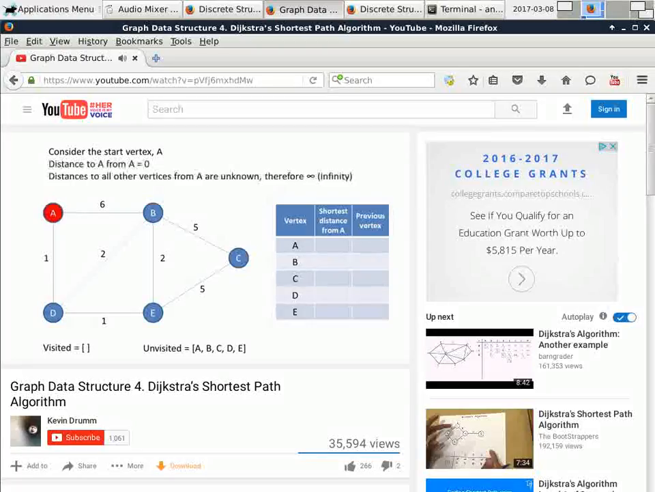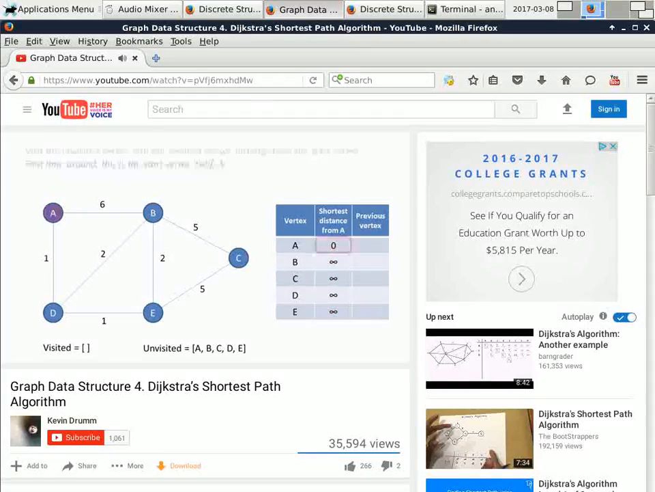The distance to A from A is 0. That seems rather obvious, but you'll see that becomes important a bit later. The distances to all other vertices from A are unknown. So for the purposes of the algorithm, we're going to set them to a very high value, let's say infinity. We can include this information in our table straight away.